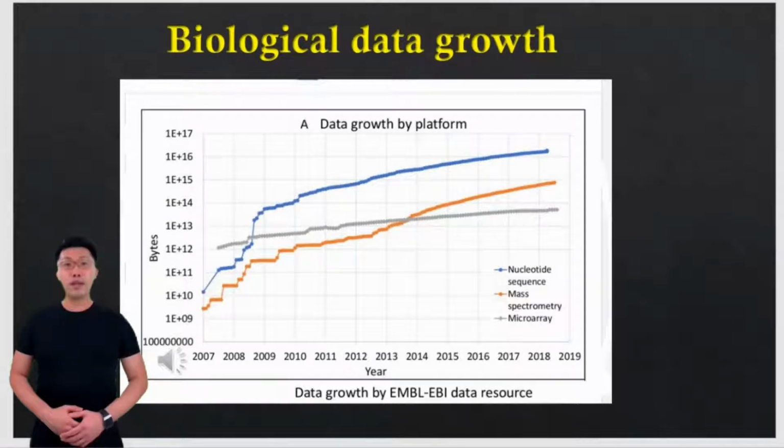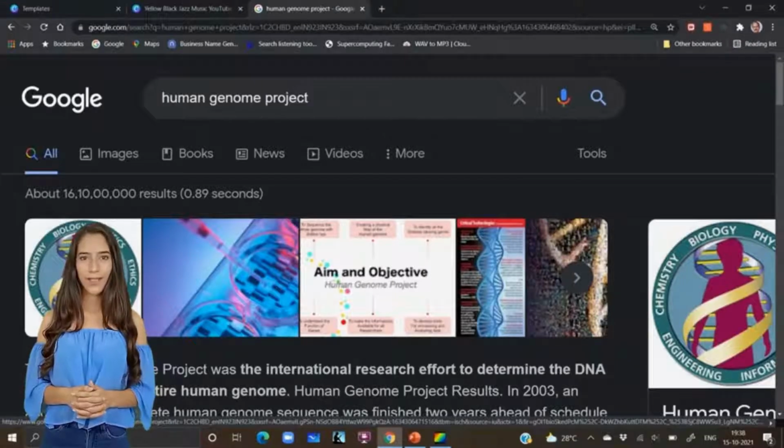This graph shows how biological data has been flooding over the last decade, from 2007 to 2018. In 2007 the nucleotide data was only 10 raised to 10, but in 2018 it reached 10 raised to 16. This flooding of biological data requires better data retrieval tools and servers, which we will discuss ahead. So watch the video completely. Let's see various tools for web search.